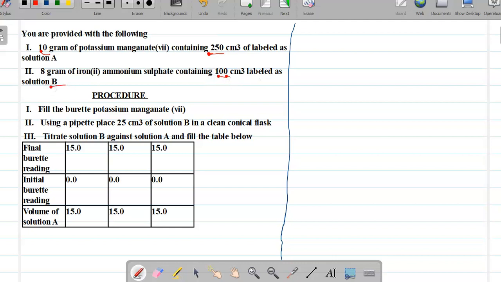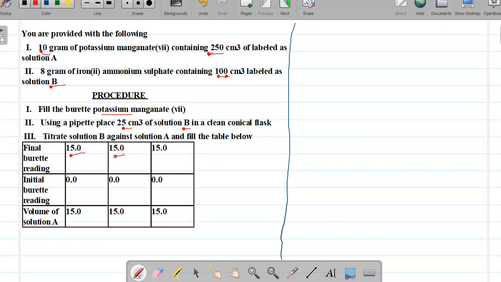Then we have the procedure. The procedure says to fill the burette with potassium manganate(VII). Then you pipette 25 cm³ of solution B and place it in a clean conical flask. Then you carry out titration.